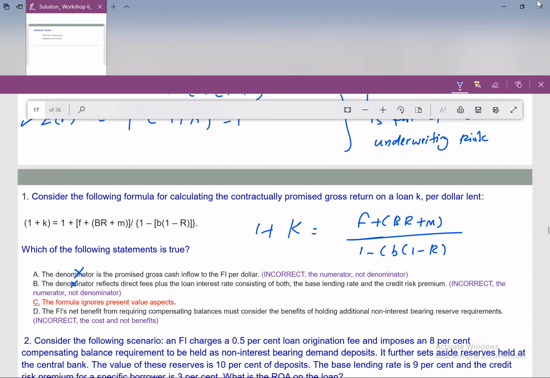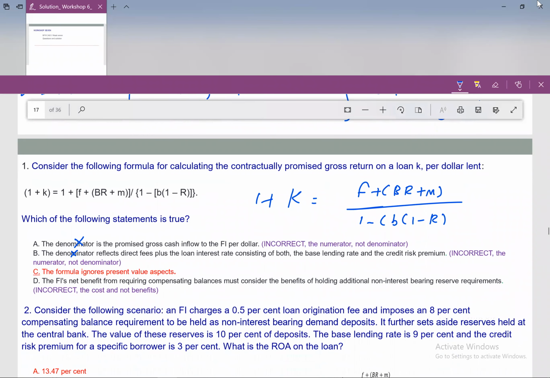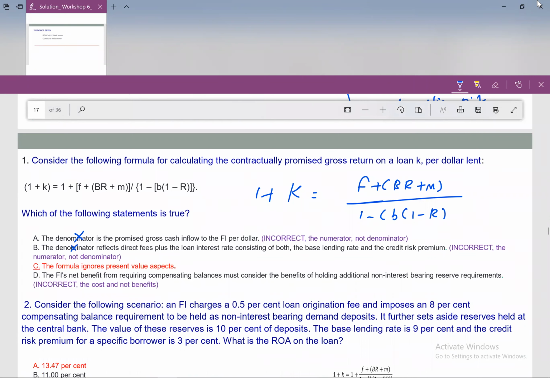Let's go to D. The financial institutions benefit from requiring compensation balance must consider the benefits of holding additional non-interest bearing. No, this is not true. We are benefiting from this, but for us this is a cost because it goes to the central bank. We are not benefiting from this. What we are benefiting from is the compensation balance, which is the P, which we keep in the bank. This one is taken by the central bank. And this is why this option is not correct.